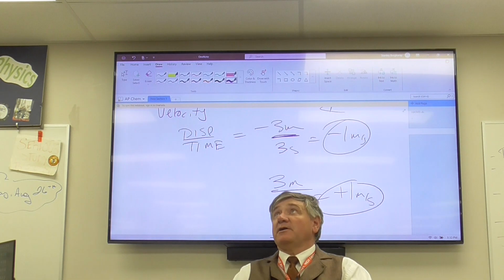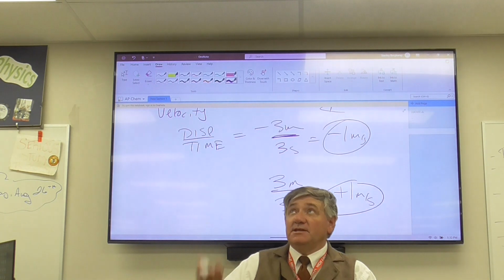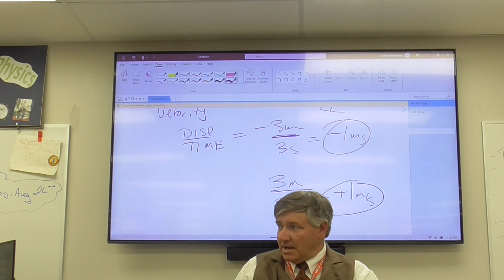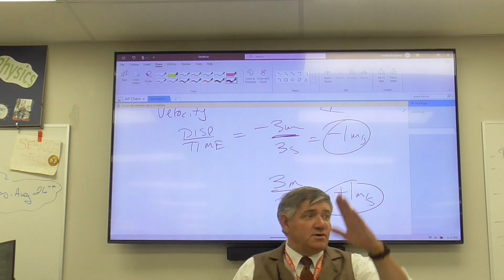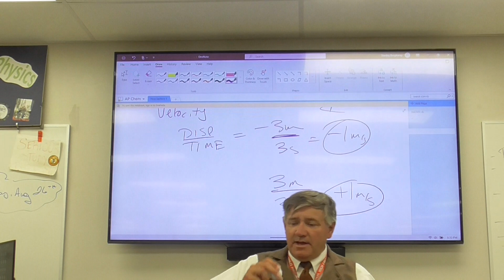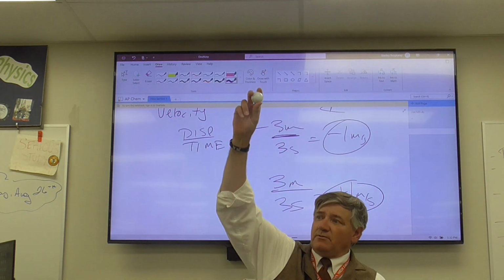So if I take this ball and throw it up in the air, did it change direction? Absolutely it did. So if you define up as being positive, it's going to have positive velocity on the way up.